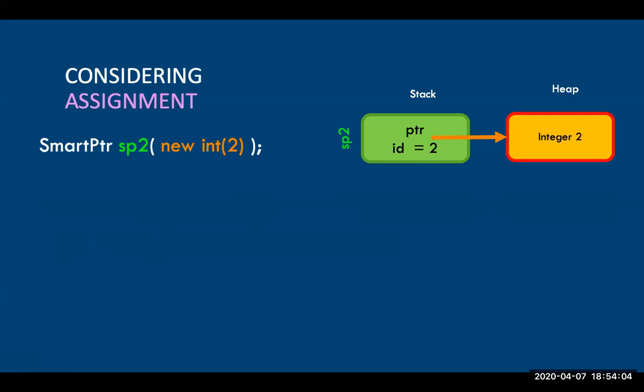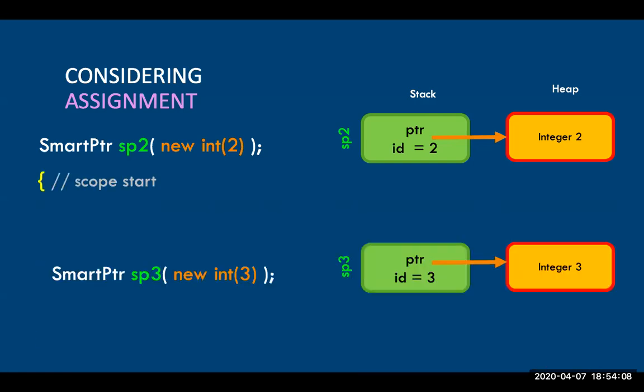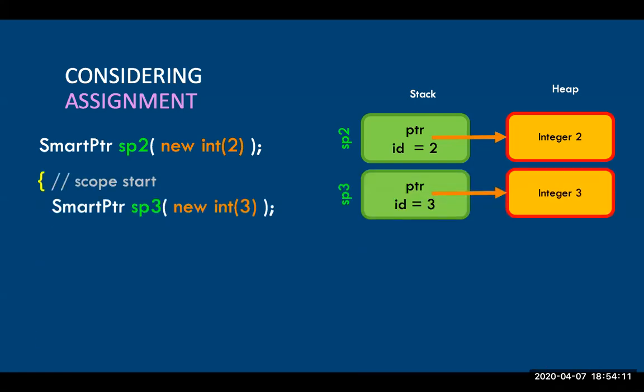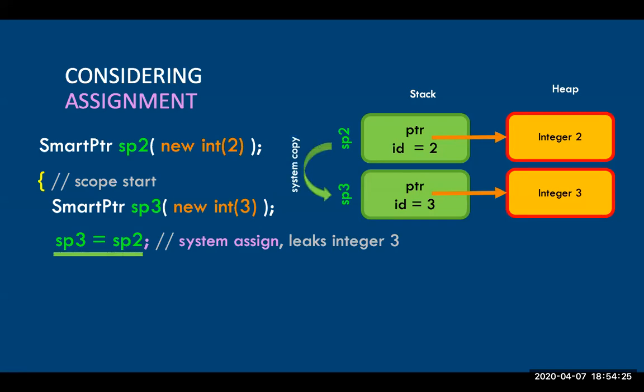Like imagine I create SP2, right? It's managing integer 2 on the heap. And then inside of some inner scope, I create SP3, which has its own integer on the heap. But then if I don't do something to delete the assignment operator, I could do something like this, SP3 equals SP2, which is going to just be a very shallow copy. It's just going to copy the pointer from SP2 into the value for SP3. So those 2 pointers, PTRs, point to the same address on the heap. And now we have a leak.